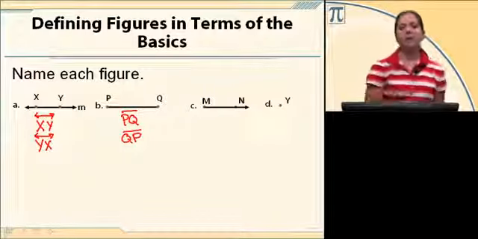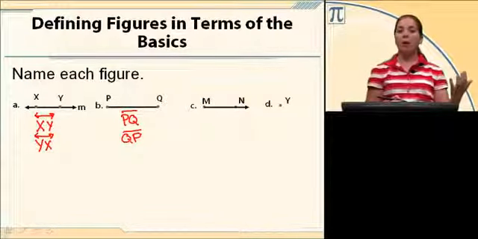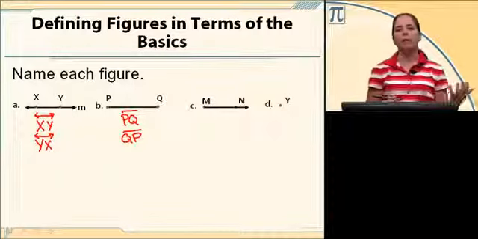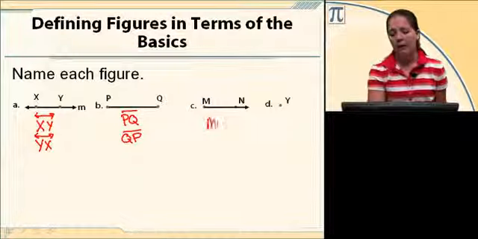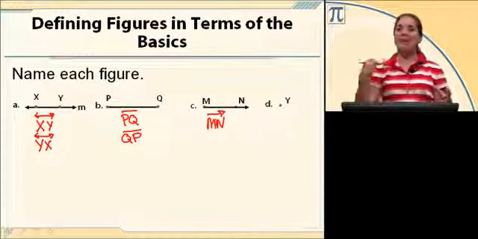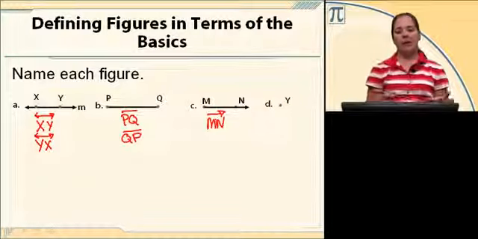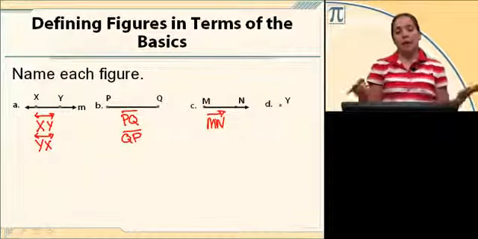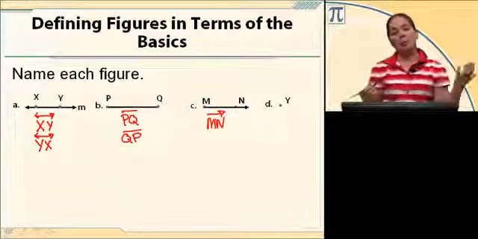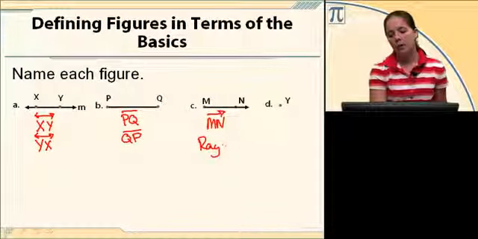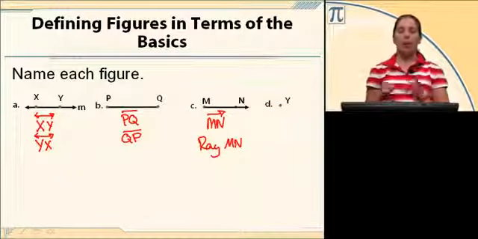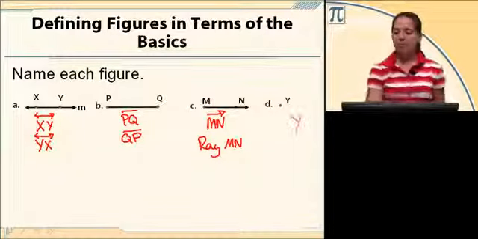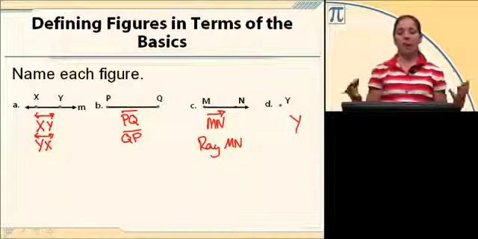Or I can use that symbol notation, PQ with a single bar on the top, no arrows, or QP with the bar on the top, no arrows. C is a ray. I have ray MN. This time order matters, endpoint and then the other point. So the only way I can name C here is by having the arrow over the top, MN, so that's ray MN, or I can actually write out the word ray and then my 2 points, endpoint and then the other point. Order matters with rays. D, that's point Y, so just Y.